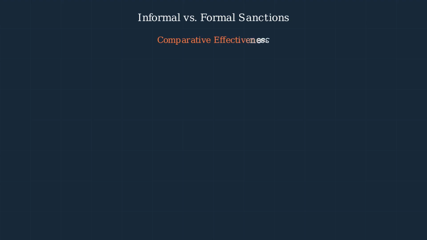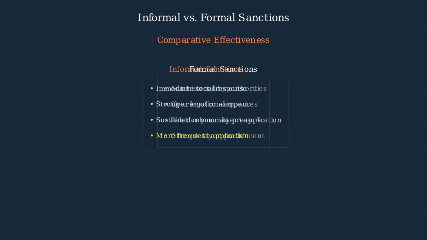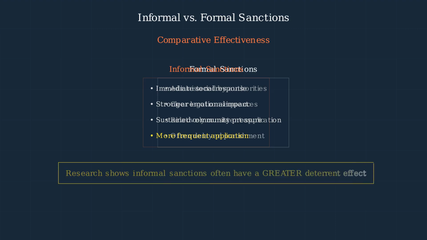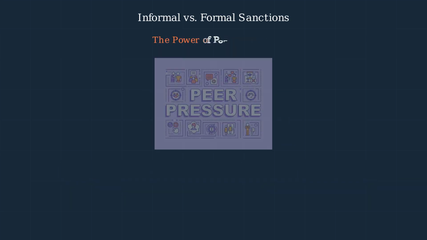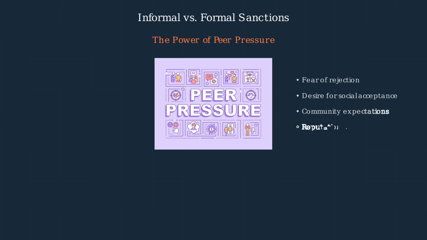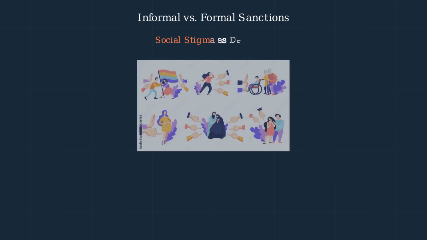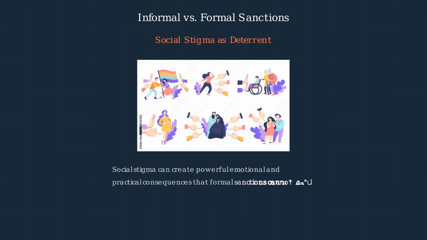When comparing these two types of sanctions, we can see some key differences in how they function and their effectiveness. Research consistently shows that informal sanctions often have a greater deterrent effect than formal legal sanctions. Peer pressure is a powerful example of an informal sanction. The fear of rejection, desire for social acceptance, and concerns about one's reputation can strongly influence behavior. Social stigma is another powerful informal sanction. Being pointed at or singled out creates emotional and practical consequences that formal sanctions often cannot match.